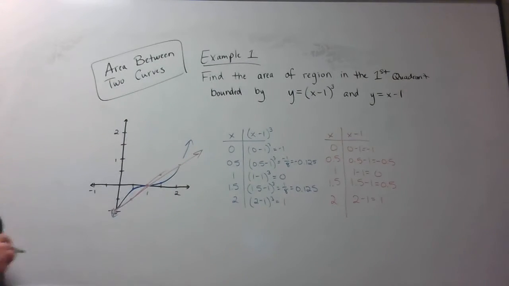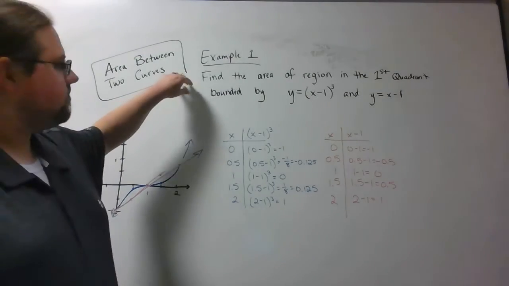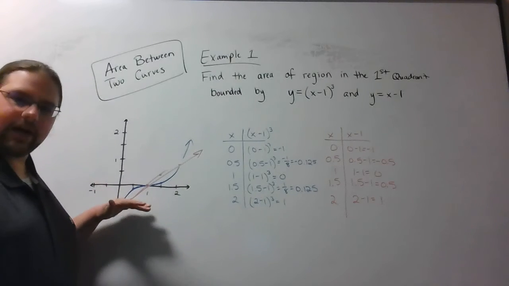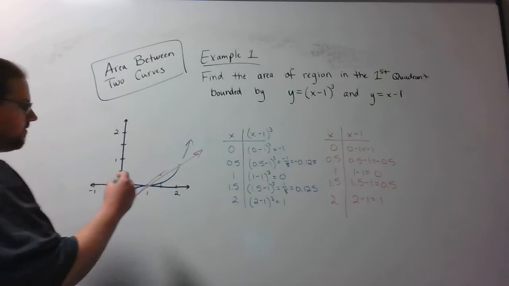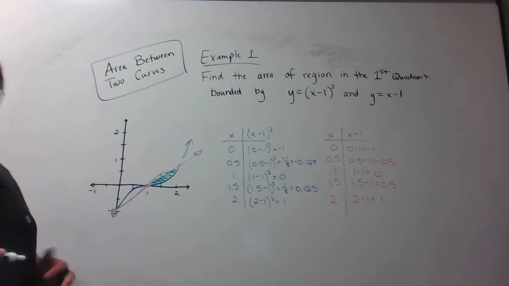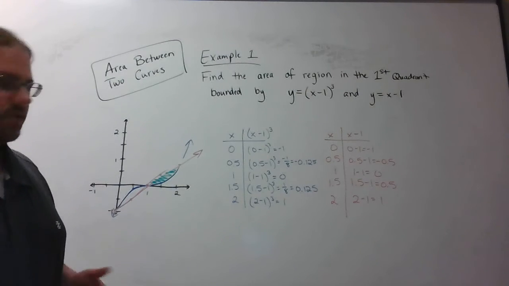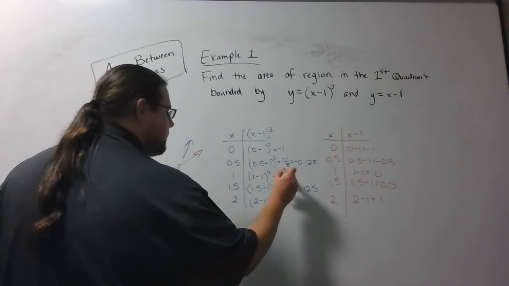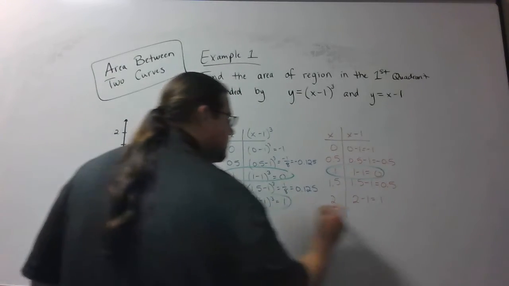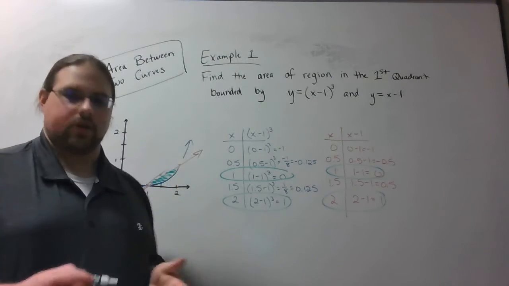One more thing to point out: read the problem. Find the area of the region in the first quadrant. So I'm not looking for this part down here in the fourth quadrant. I'm looking for the stuff right here in the first quadrant. That's a pretty small area, but the good thing is that now that I've graphed it, I've seen where it intersects: at (1, 0) and (2, 1). So now I can set up my bounds. It's going to start at 1 and go to 2.